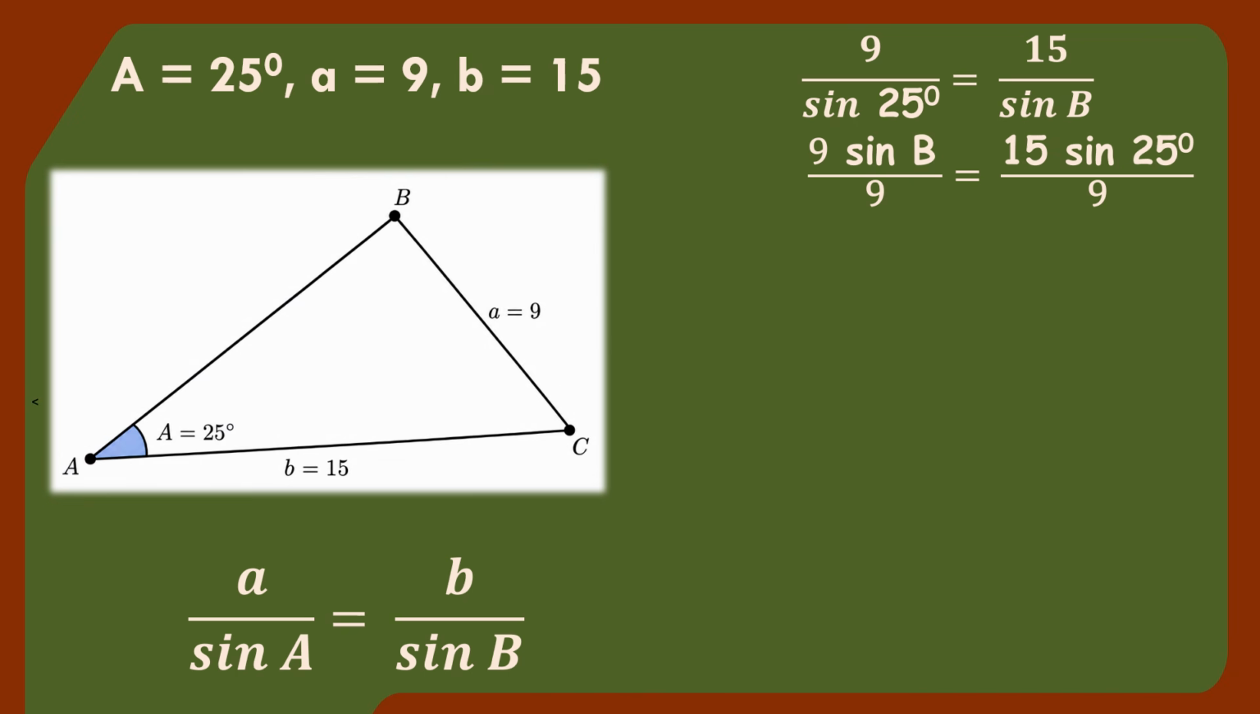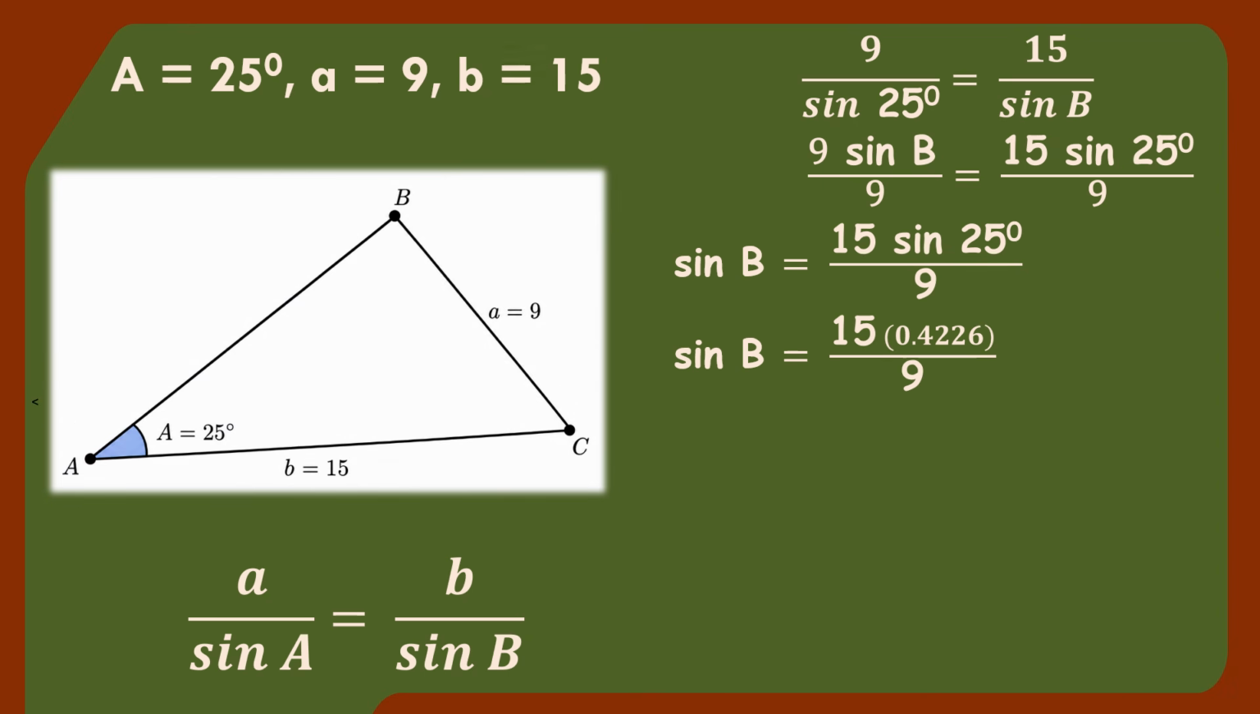So 9 sine B is equal to 15 sine 25 degrees. Divide both sides by 9. So sine B is equal to 15 sine 25 degrees all over 9. So let us get the value for sine 25 degrees. So sine B is equal to 15 times 0.4226 divided by 9. So the answer is 0.7043.